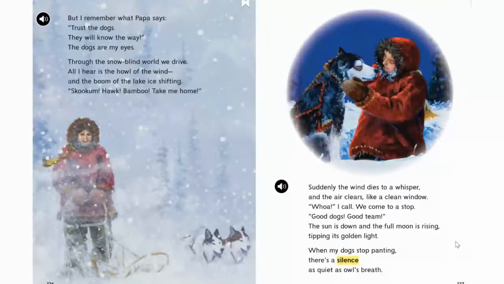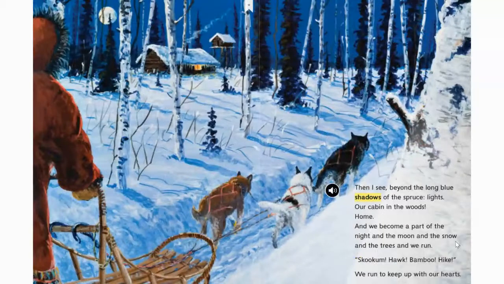And finally, the storm dies down, and she sees a light ahead of them, and she sees it's her home. The dogs have brought her home. So the storm ended. They were lost, but now the dogs guided her home. So thinking about what you might write for the end of the story, how this story ended. The dogs brought her home.